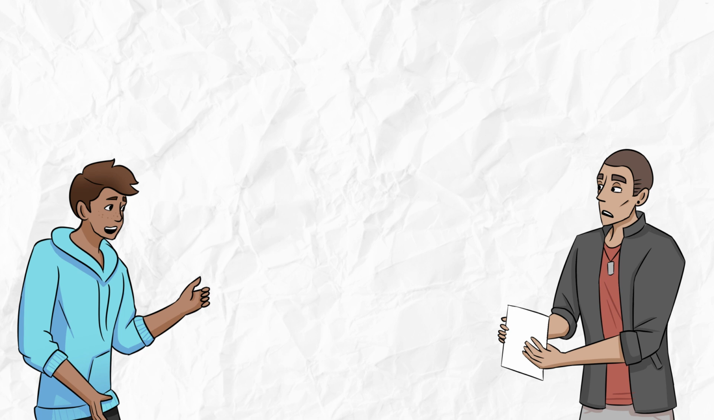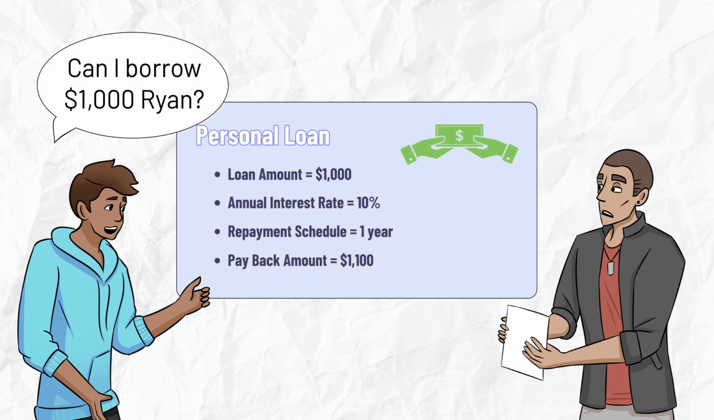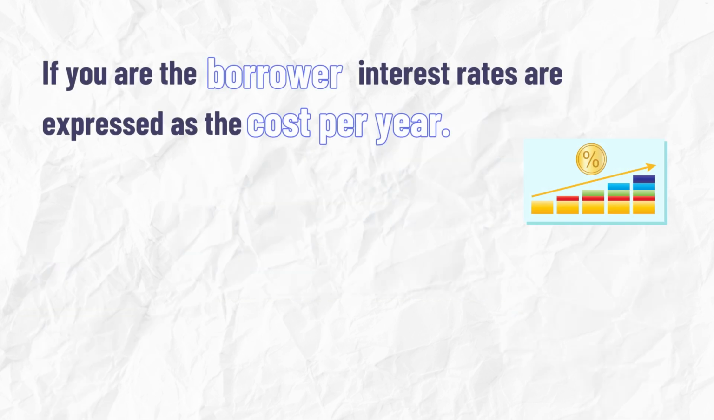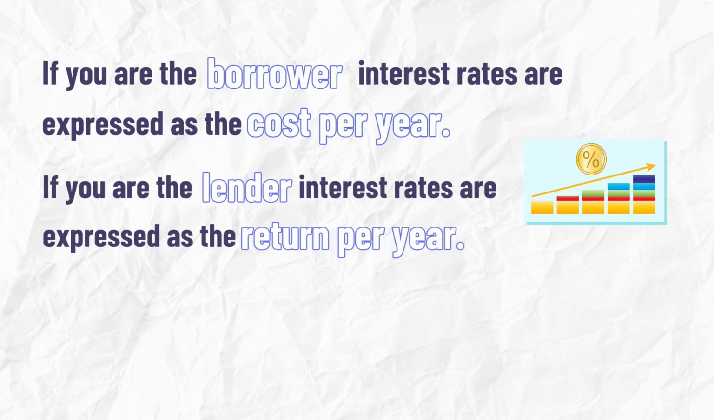So, let's say Chet asked his friend Ryan at the beginning of the year if he could borrow $1,000 and promised to pay him back $1,100 at the end of the year. Chet would be paying an annual interest rate of 10%. If you are the borrower, interest rates are expressed as the cost per year. If you are the lender, interest rates are expressed as the return per year.